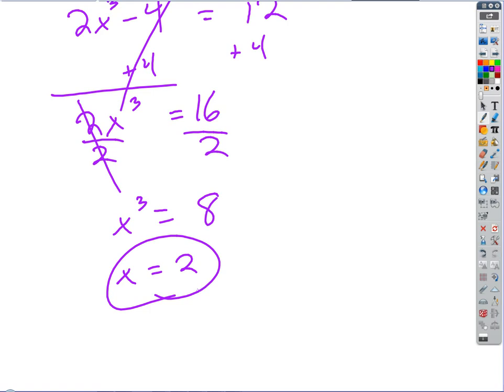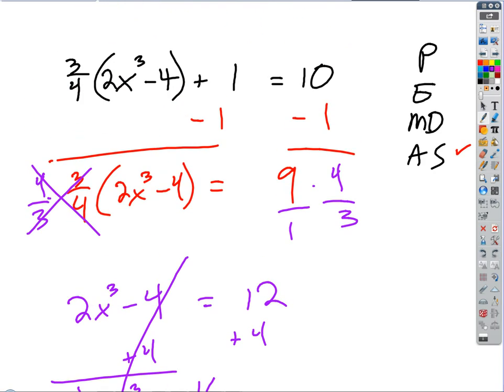All we got to do is go back up here. If I plug in 2, does it work? Well, let's see. What's 2 cubed? 8 times 2 is 16. Minus 4 times 3/4. 9 plus 1 is 10. Yeah, check. It works. How about that? Good stuff? Okay. All right, so we're getting close to the bitter end.